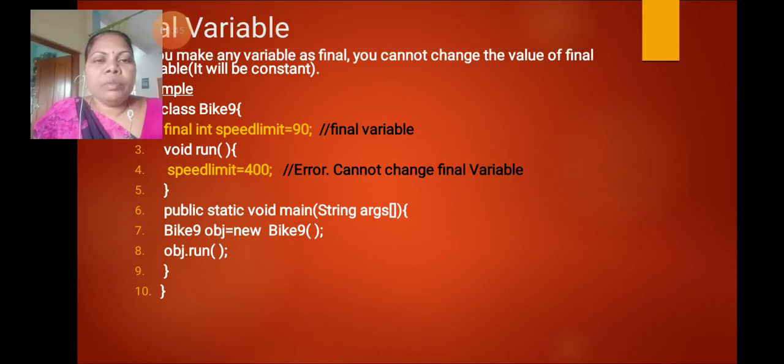But in void run, we are taking a method. In that method we are trying to change the value. Already we declared the value as 90, but now we are assigning 400. Because we declared it with the final keyword, we cannot change the value. That's why this is an error statement.